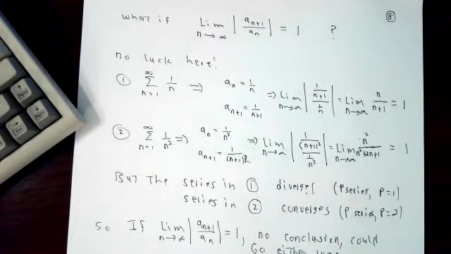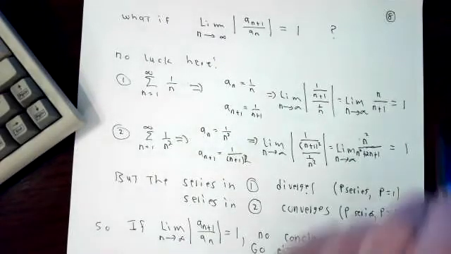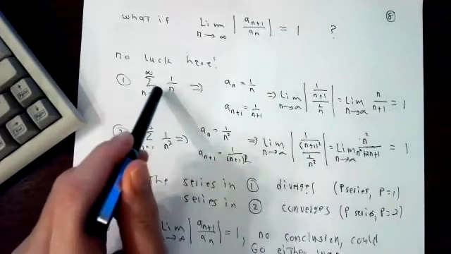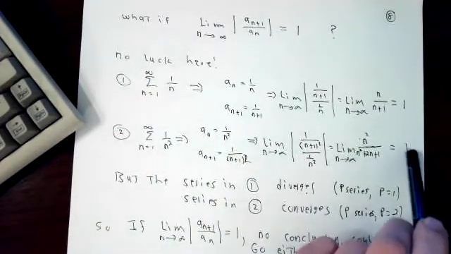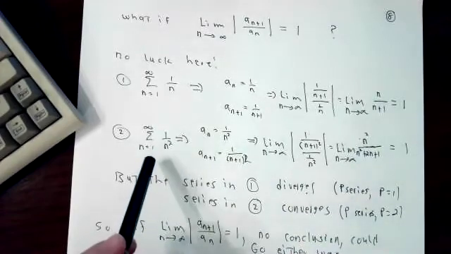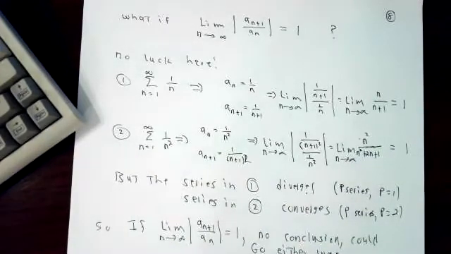converge. So in the first case, the limit came up 1 and the series diverges. In the second case, the limit comes up 1 and the series converges. If all I know is that the limit is 1, it could go either way depending on the series. So based only on that information, I can't say anything about whether the original series converges or not.